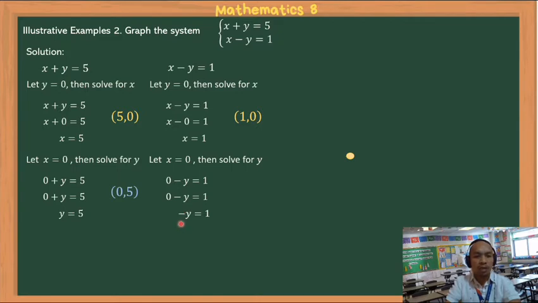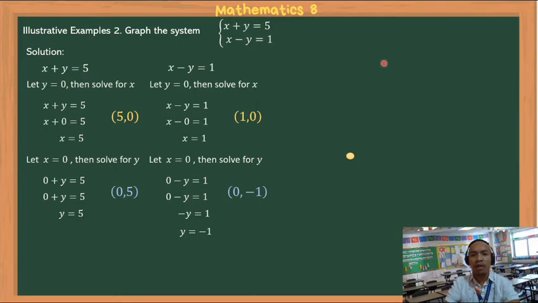So to make it positive, we will divide both sides of the equation by negative 1. So negative 1 divided by negative 1 would be positive y. So 1 divided by negative 1 is negative 1. So we now have the x-intercepts and y-intercepts of the first and second equations.